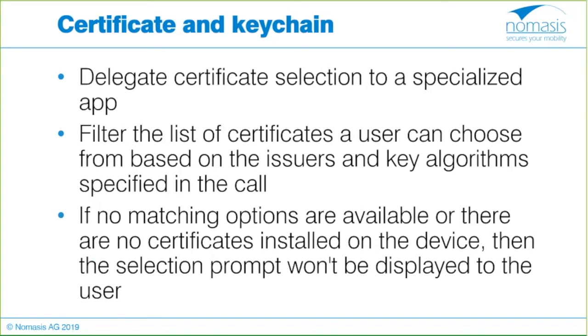Another big change is about certificates and the keychain. We can now delegate certificate selection to a specific app and filter the list of certificates a user can choose. For example, when a TLS server sends a certificate request, the certificate selection prompt only includes options that match the issuer parameters. And if no matching options are available, or there are no certificates installed on the device, then the selection prompt won't be displayed to the user.